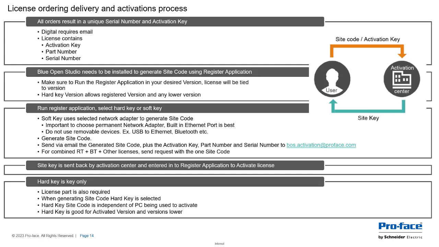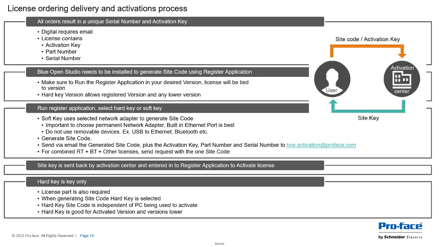Okay, you go ahead and generate the site code, and then via email you send in the site code plus the keys that you received in your email to a specific email address, and then you're going to get your site key back to activate the software. And if you do want to combine your runtime and build time and other licenses, just send the request, and the activation process will take that into account and generate the site key that will have all of that built into it.